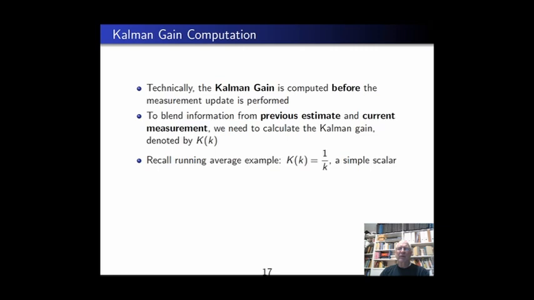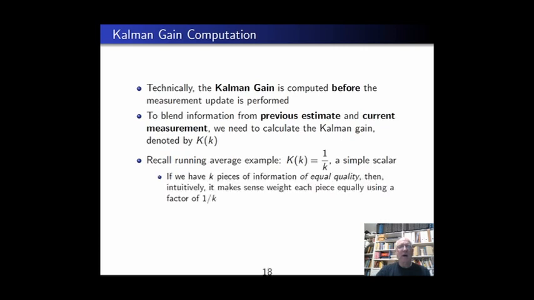So you'll recall from the running average example that the gain in this case was simply 1 over k, where little k is the step. The idea is that we have k pieces of information of equal quality, and therefore we do not want to favor any one of those pieces of information more than another, so we use an equal weighting factor of 1 over k.